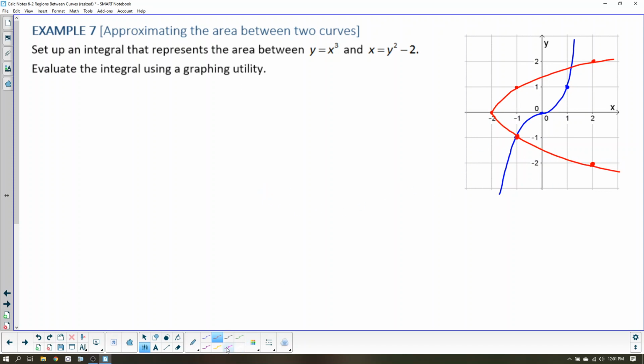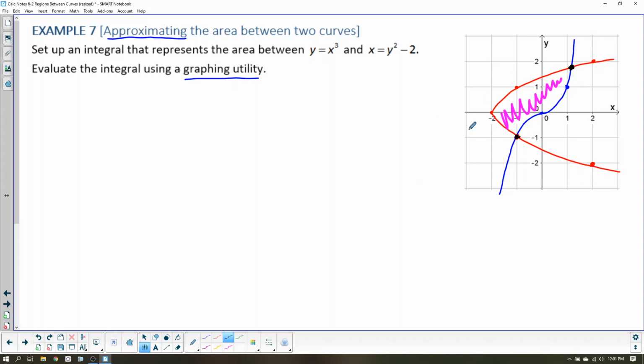So the region that we're looking for is this region in here. Now, what makes this one different, if you notice the directions, it says we are approximating, and it says evaluate using a graphing utility. The reason we're going to need a graphing utility is that this point of intersection is not nice. You find it by setting these equal to each other and solving, but we don't actually have a good way of doing that. This one's nice, not a problem here, but this one is not.